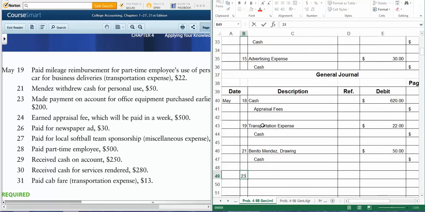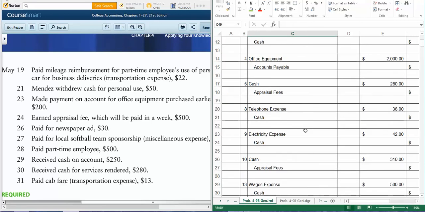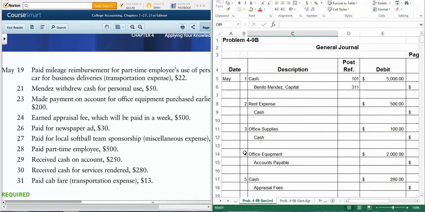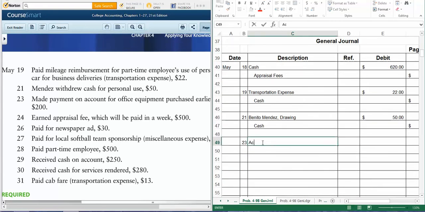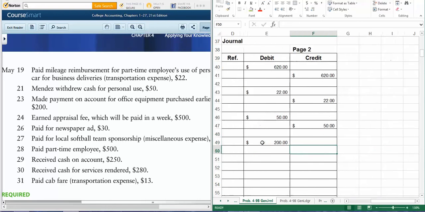So on the 23rd, we're making a payment on our office equipment that we purchased on the 4th. So we need to debit our accounts payable to show that we're decreasing how much we still owe another company. And then we're going to decrease our cash account. So that's $200.